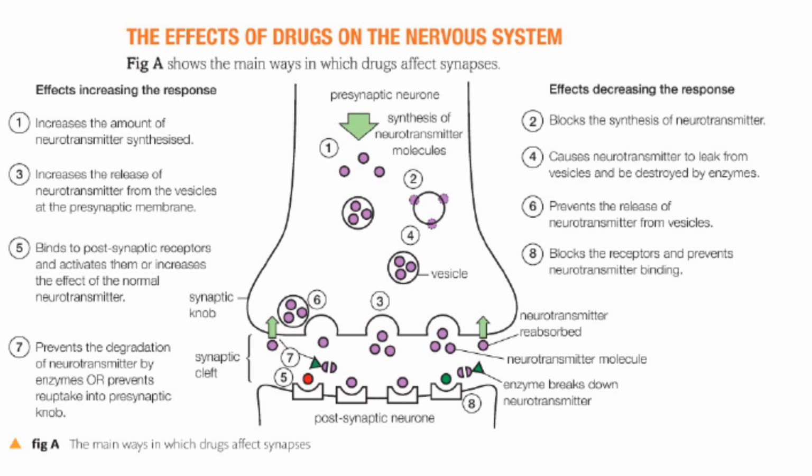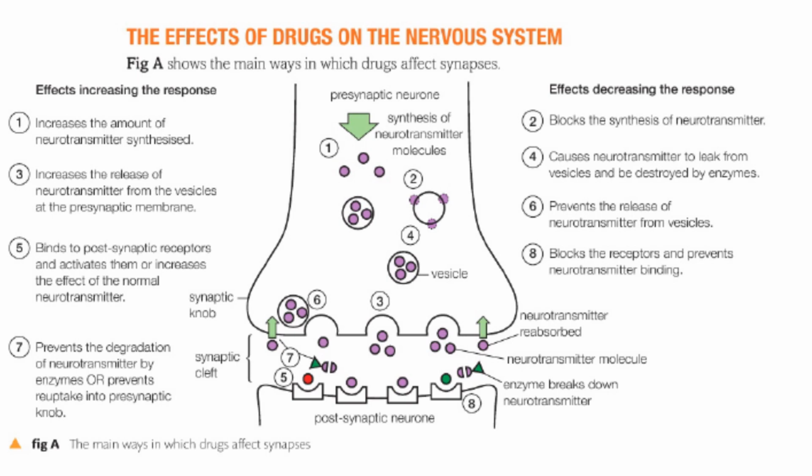Or they can increase the release of the neurotransmitter from the vesicles at the presynaptic membrane. So if more neurotransmitter is being released, there is going to be more neurotransmitter binding to the receptor, so more action potentials will be generated in the postsynaptic neuron. Then it can bind to the postsynaptic receptors and activate them.